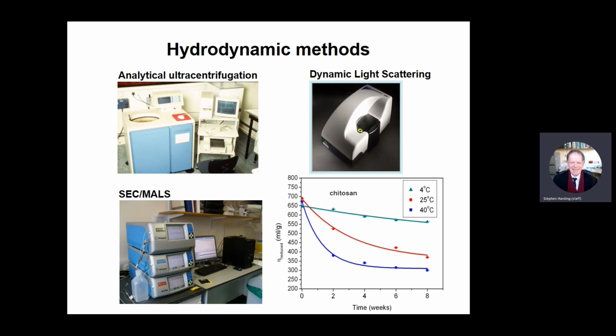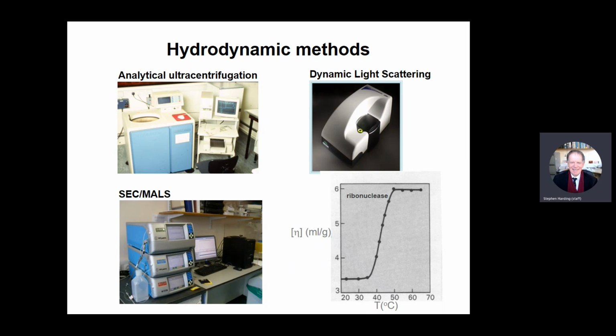And we talked about how we can use this method, for example, for looking at the stability of various formulations by looking at either the change in intrinsic viscosity or change in reduced viscosity with time. And this was looking at the stability of chitosan formulations at different storage temperatures. I think the interest of that was in its use as a nasal drug delivery agent.